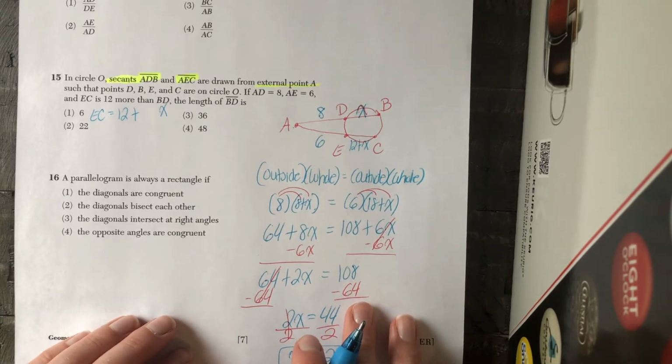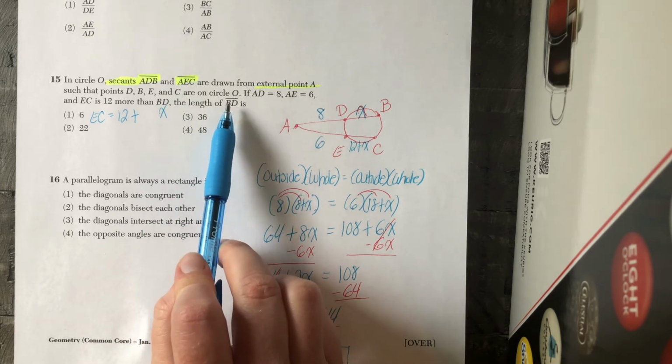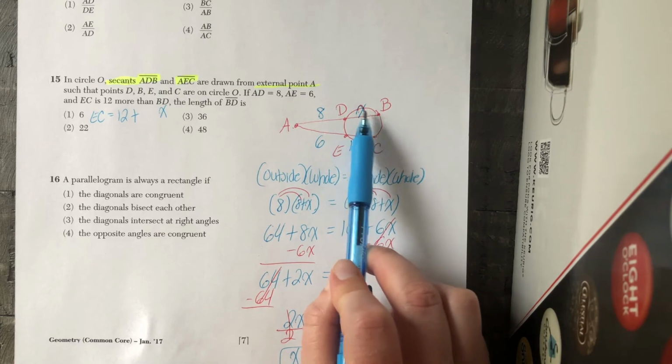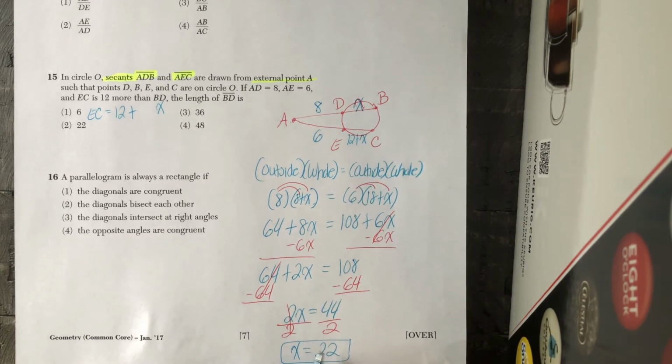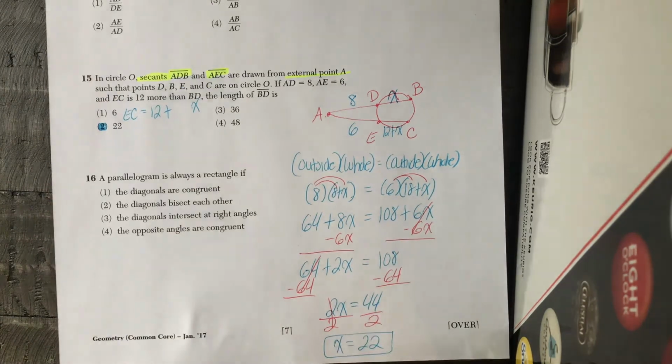It's so important that you always reread the question. So it's asking me what's the length of BD. So let me go back and double check. BD is just represented by X. So X is 22. My answer is 22, choice 2.